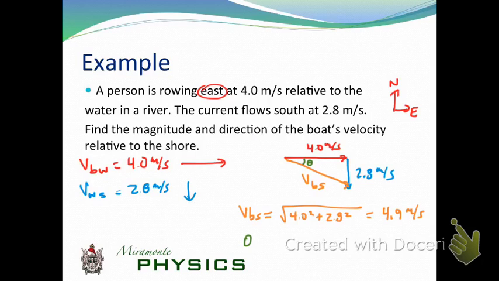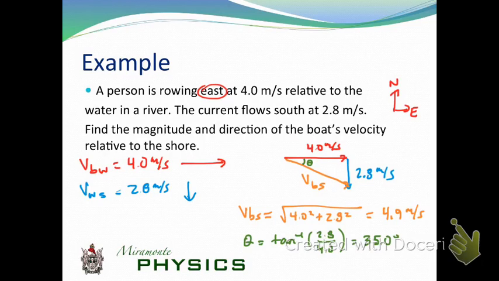And then I need to find theta. So I'm going to use the inverse tangent function. Inverse tan of theta is going to be opposite over adjacent, which is 2.8 over 4.0, and the units are going to cancel. So I'll find that theta is 35.0 degrees, 35 degrees with sig figs. Now, how do I specify that direction?